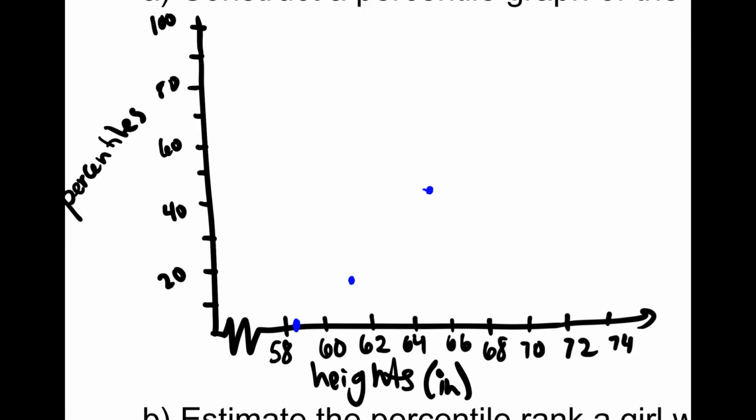Let's see what's the next one. 67.5, we're at the 68th percentile. So right here. And then at 70.5, we're at the 88, which is about right here. And then our tallest is 73.5, so it's right here.